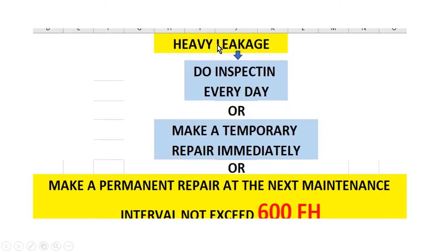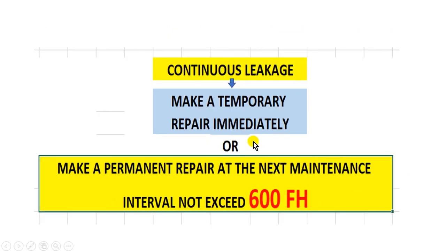For heavy leakage, also in the open and not fully closed areas, do an inspection every day, or make a temporary repair immediately, or make a permanent repair at the next maintenance interval, not to exceed 600 flight hours. For continuous leakage, make a temporary repair immediately or make a permanent repair at the next maintenance interval, not to exceed 600.